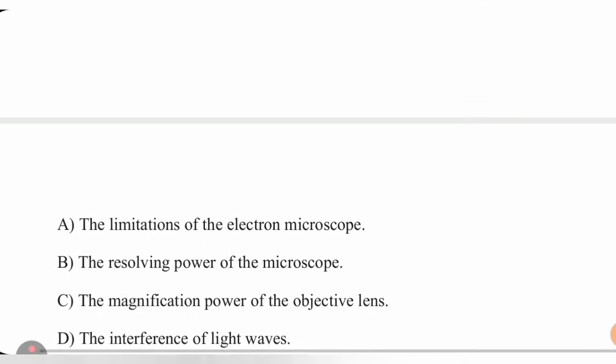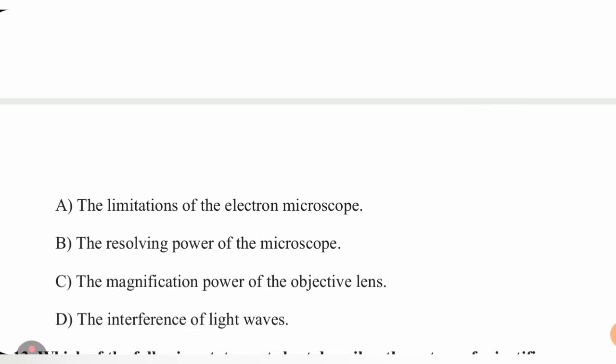It is due to the resolving power of the microscope. B.